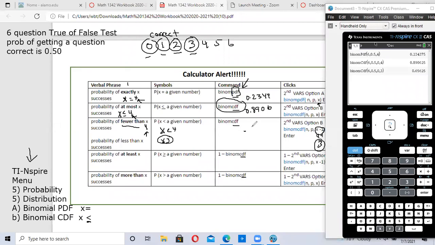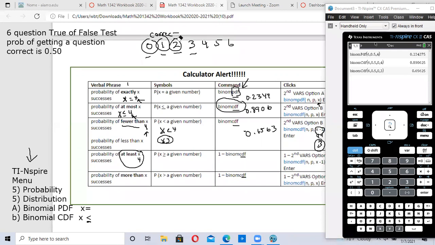Probability of fewer than 4 is 0.6563 if you round it to 4 decimal places. All right. Next, we're going to do at least 4. So I'm changing X. Now we're going to use 4 in all of these cases. So at least 4.